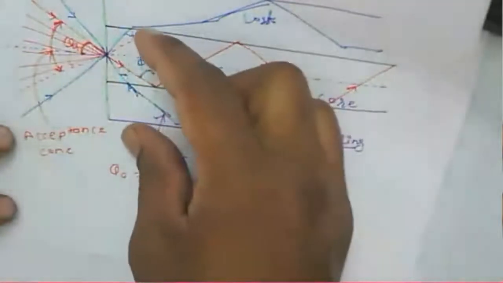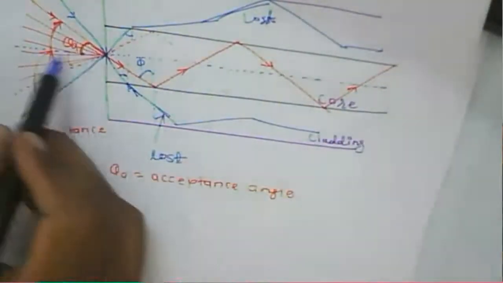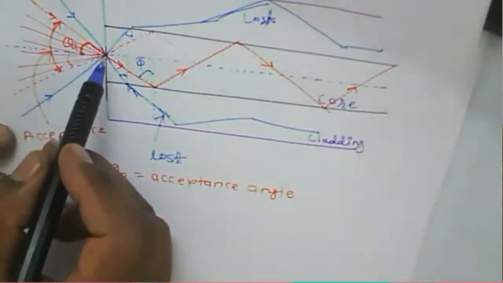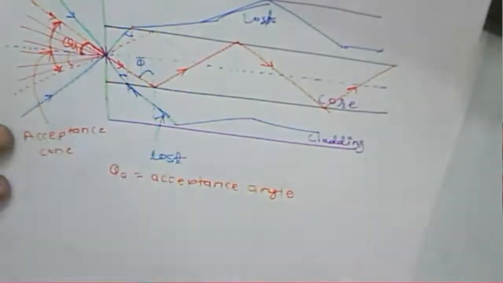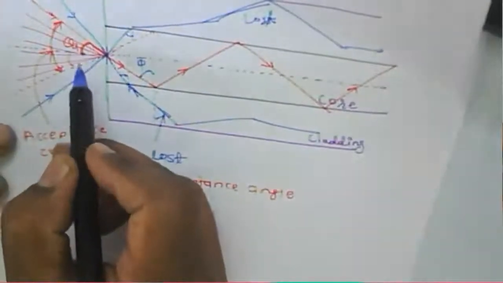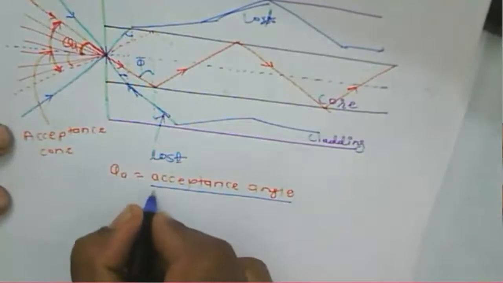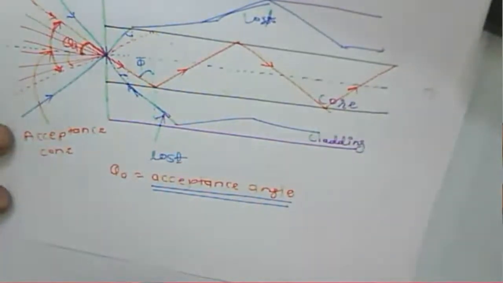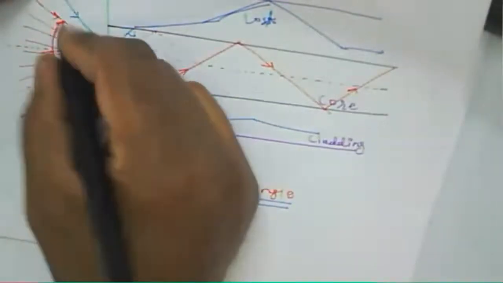Now what we have learned here, this figure indicates the acceptance angle when launching a light into an optical fiber. So we are getting that much as the acceptance angle. Our aim now is to calculate the value of this particular acceptance angle, which we have to learn.